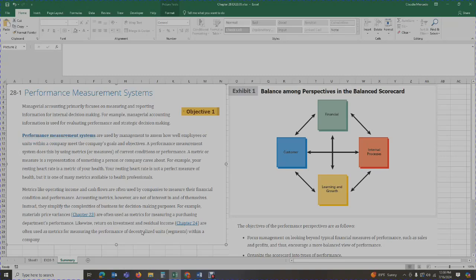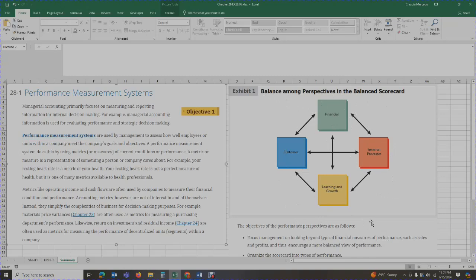A metric or measure is a representation of something a person or company cares about. Okay? For example, your resting heart rate is a metric of your health. Your resting heart rate is not a perfect measure of health, but it is a metric or an indicator to health professionals. Okay? So, in the chapter, they are going to explain to you the balanced scorecard.